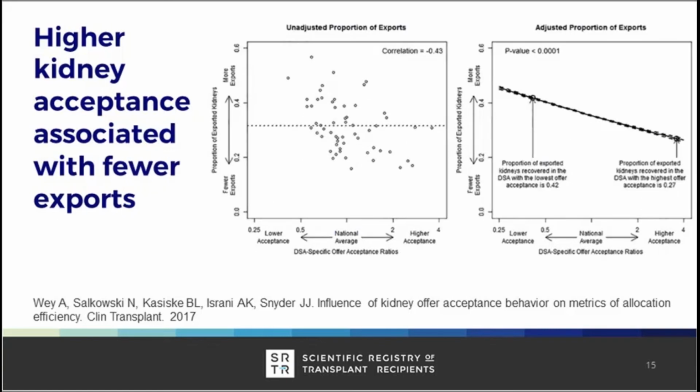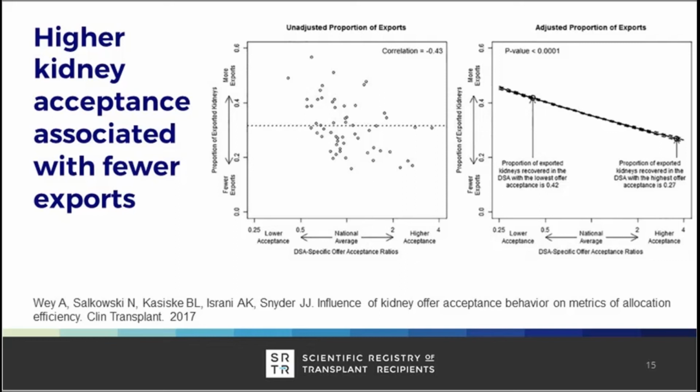And then lastly, a similar idea to the discard and the cold time, but when you look at it in terms of how many are placed locally versus exported outside of a DSA, we see fewer exports happening in areas of the country where the acceptance practices are higher. So again, moving from left to right, in lower accepting programs, we have higher rates of export, and then to the right end of this plot, we have lower rates of export for programs that are accepting at a higher rate. So I would refer you to that paper.